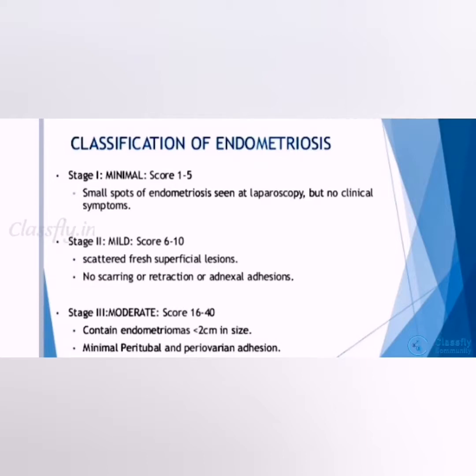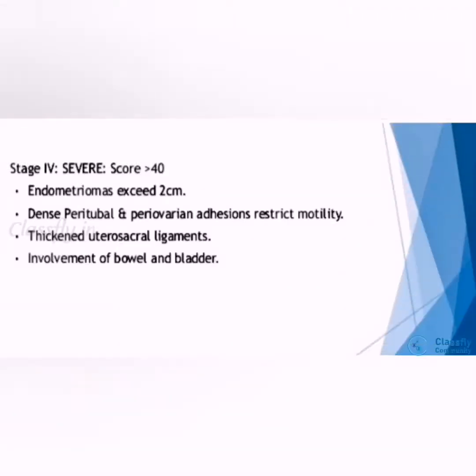Third stage is moderate. Score is 16 to 40. Endometriosis is less than 2 cm in size, with minimal peritubal and periovarian adhesion. Stage 4 is severe, the score is more than 40. That is endometriosis exceeding 2 cm, with thickened uterosacral ligament and involvement of the bowel and bladder.